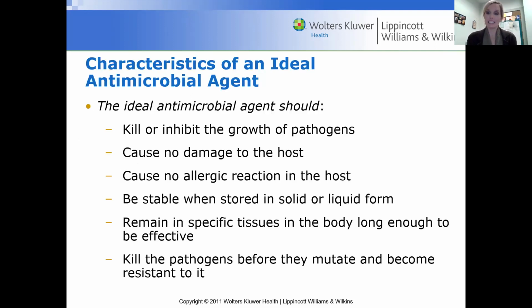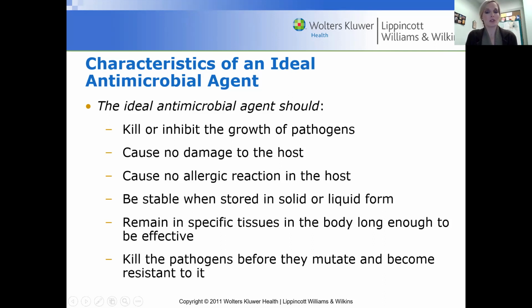So, as I just mentioned, ideally an antimicrobial agent will either kill or inhibit the growth of that pathogen. In order for it to be effective, we want to make sure that it stops that pathogen from causing destruction. We want it to definitely cause no damage to the host. We don't want it to make the host sick. A big thing when we say damage, that's why we have to ask if a patient is allergic to anything, because we don't want it to cause any allergic reaction to the host, because then we're trying to stop a pathogen, but we're just causing a whole different problem. We don't want that to happen.